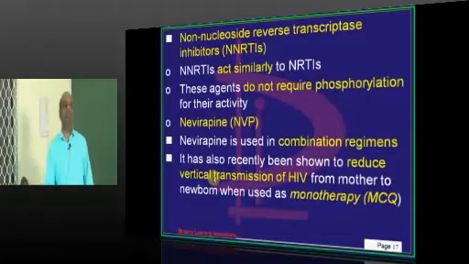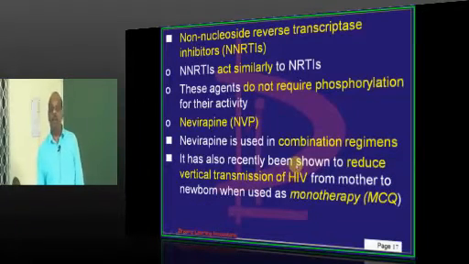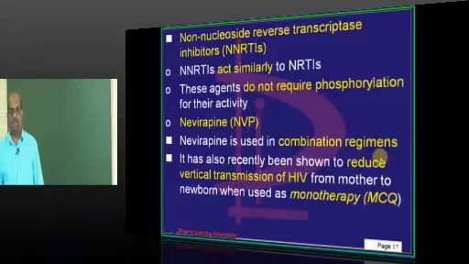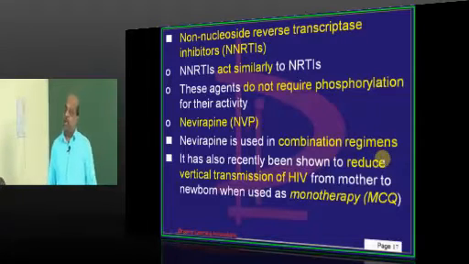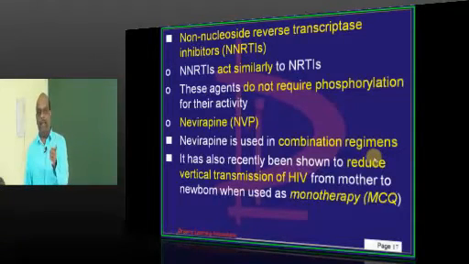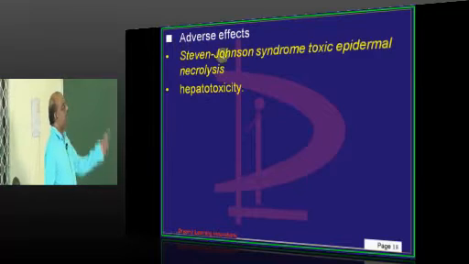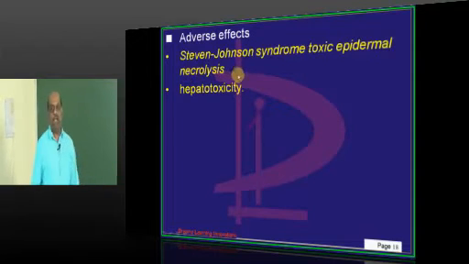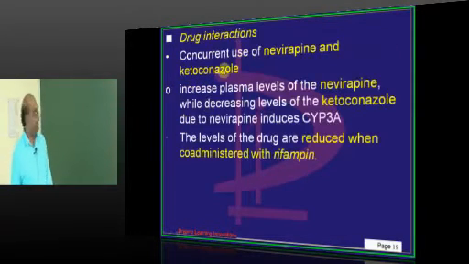So nevirapine is typically used in combination regimens. It will reduce the vertical transmission. Even in fact earlier zidovudine was given, no? Later on, whenever nevirapine was used, it was used as a part of the combination chemotherapies. It was never given as a monotherapy. But one of the recent recommendations of the Obstetric Society is you can use it in pregnant women just like zidovudine is used as a monotherapy. So nevirapine monotherapy is indicated as antenatal prophylaxis for antiretroviral pregnancy is what needs to be remembered. Stevens-Johnson, toxic epidermal necrolysis and hepatotoxicity. So these are the important issues with nevirapine.